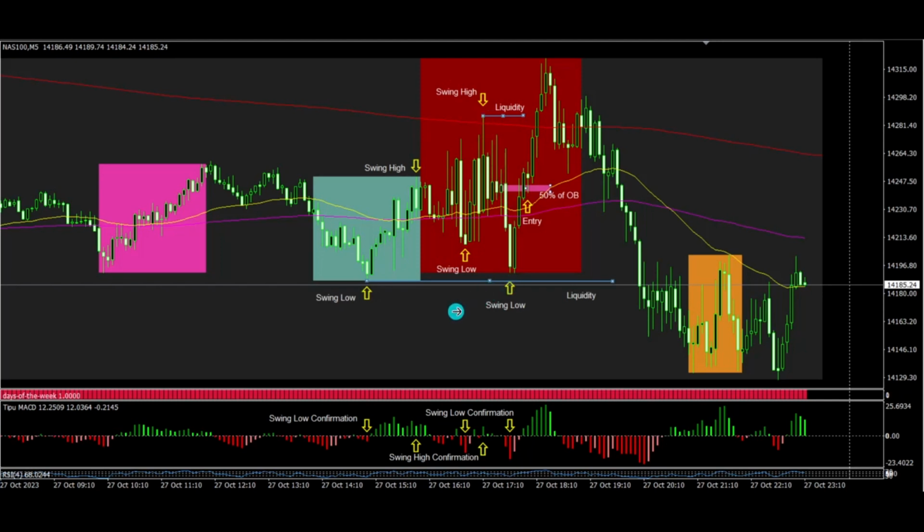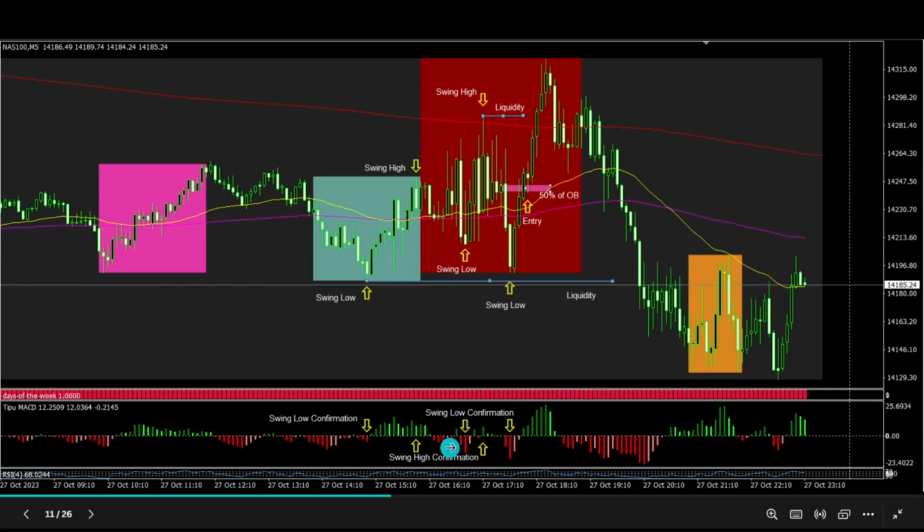But to really see the usefulness of the MACD histogram, you have to look at what's going on with these other supposed swing highs. This could be called a swing high because it has a candle to the left and to the right that is lower. But if we look at the MACD histogram, there's only one green bar. It needs to have 3.